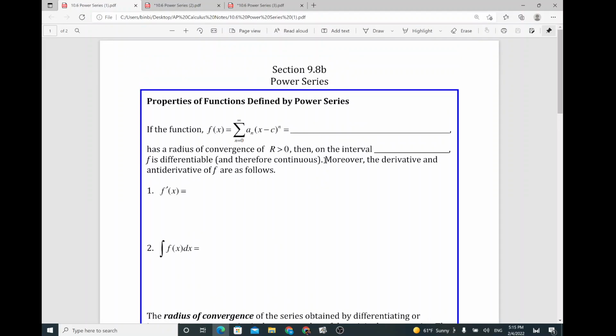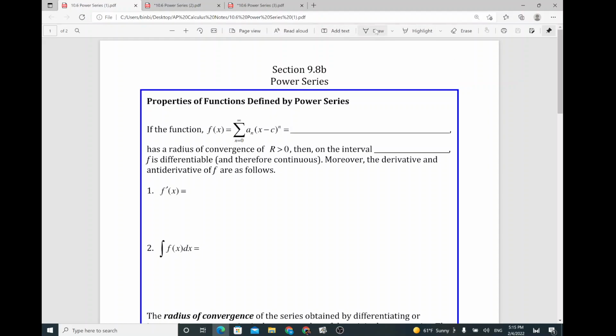Today I would like to talk about the continuation of power series along with its derivative and integral. If the function f of x equals the sum of a sub n times the quantity x minus c to the power of n, this is the function approximation using the Taylor polynomial, and then we end up with the power series.